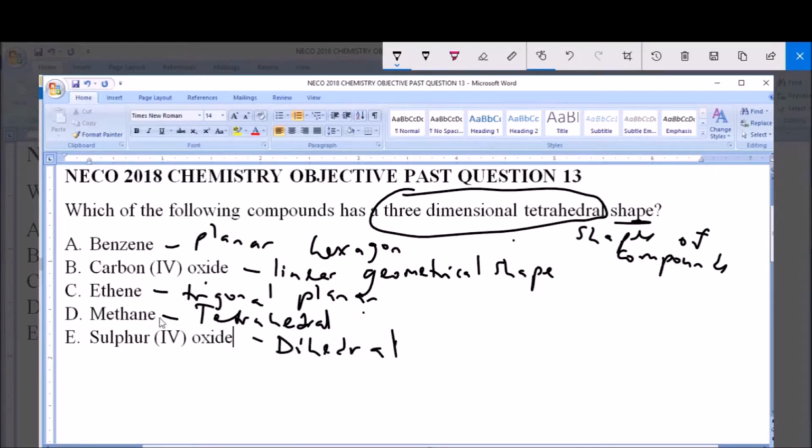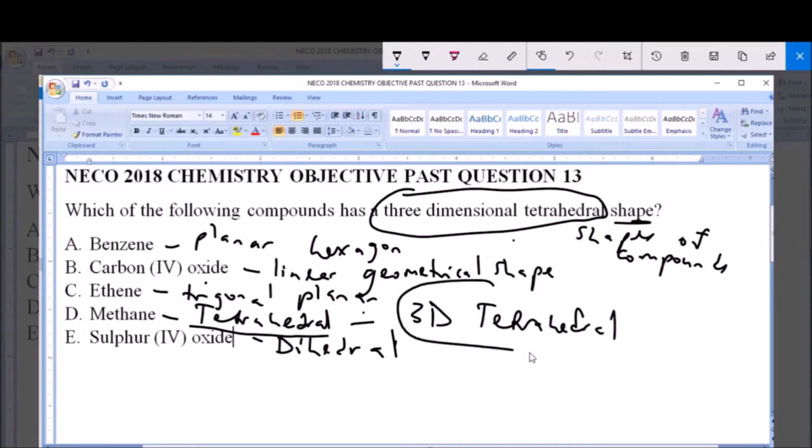So from the options we have looked at, we have established that methane is tetrahedral. So in more detail, you can say it is 3-dimensional tetrahedral in shape. So this is the shape of methane. Methane, option D, has a 3-dimensional tetrahedral shape and is the correct answer to this question.